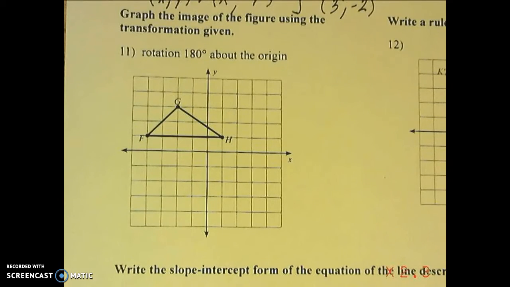Last problem I'm going to do on this video is going to be number 11. Yes, I'll do 13 and 15, but it's going to be on a different video. And I'll upload that one as soon as I get it done. Now, number 11 says graph the image of the figure using a transformation given. So our transformation is going to be a rotation, which means there's going to be a shift.